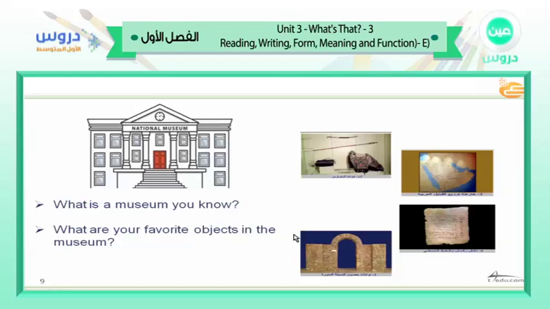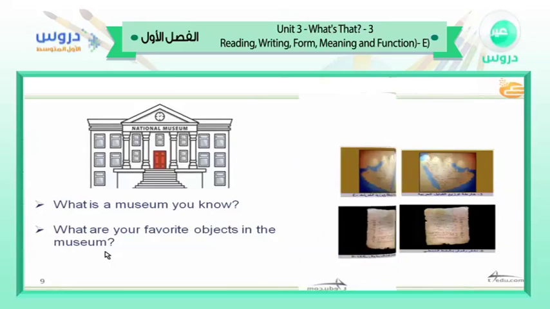My favorite objects in the National Museum are the knight's tools and also the old map, which talked about the families who lived around the Arab island in the past. It did not talk about cities or countries, but about the families. Also, I'd like to read all the documents. Okay, what about you? What are your favorite objects in the museum?